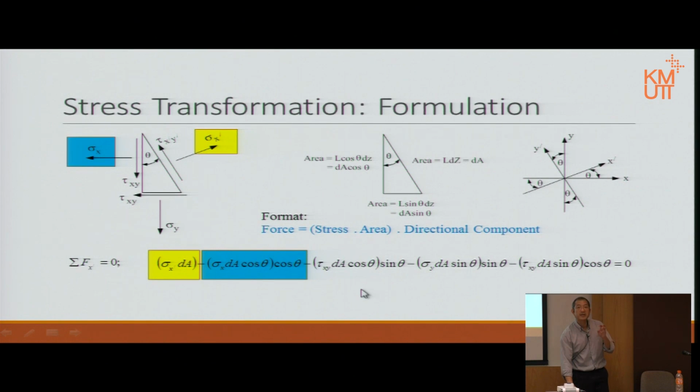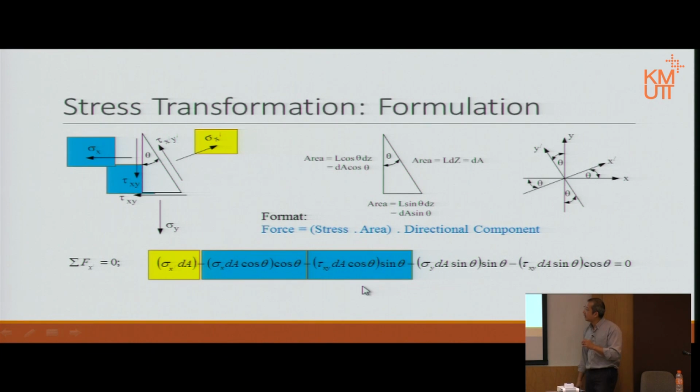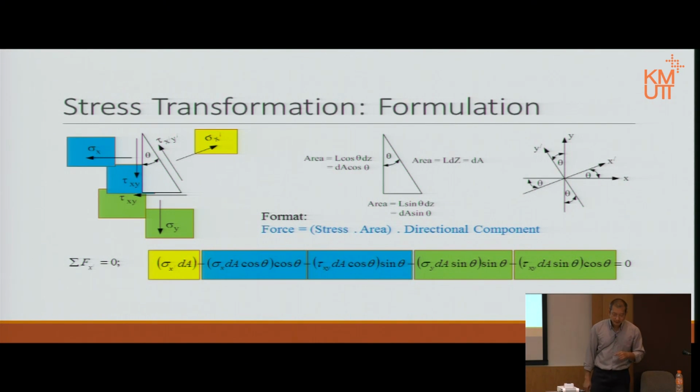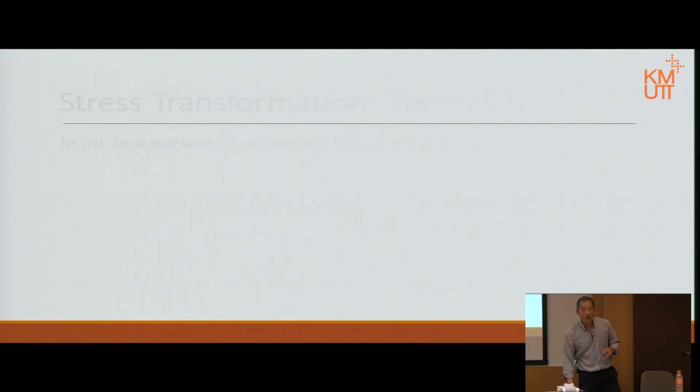Okay, and then the same explanation term by term. The tau xy is calculated as a force, then we end up with the third term, and then move on to sigma y and tau xy. Each term follows the same thing: stress times area is the force in its own direction, then we multiply by the directional sine or cosine. Once we understand these terms and know where they come from, then we move on.